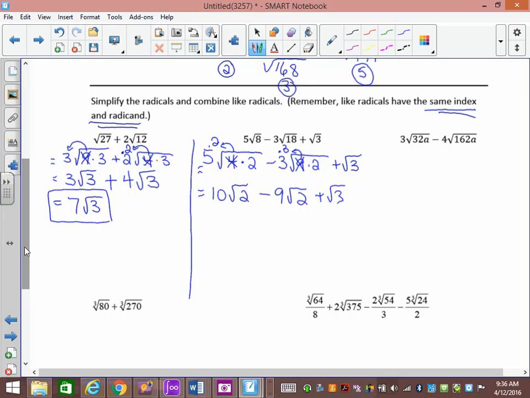Which ones can I put together? The root 2's, right? The 3 I can't do anything with. So I'm going to be left with 10 minus 9, 1 root 2, or just root 2, plus root 3. That's as nice as it gets. I can't put the root 2 and 3 together. They're different. It's just like an x and an x squared, right? Or an x and a y.